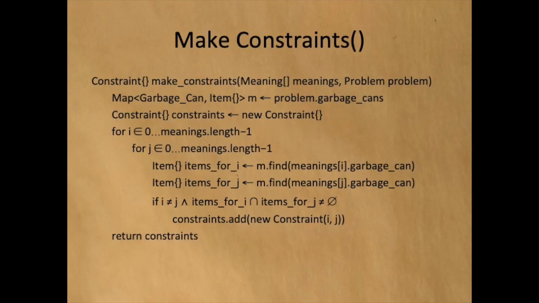MakeConstraints is a bit more complicated. The variable m is a shorthand for later in the code. Then it creates a new set of constraints to hold the results. Then using 2 loops, it considers every pair of meanings in the array. Items for I is the set of items associated with garbage can I. Items for j is the set of items associated with garbage can j. Then, if items for I and items for j contain any items in common, we add a new constraint between I and j to the set of constraints. We also ensure that I does not equal j. Finally, we return the constraints.